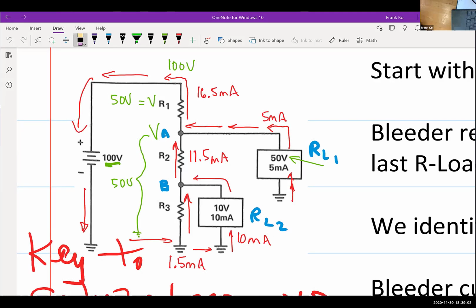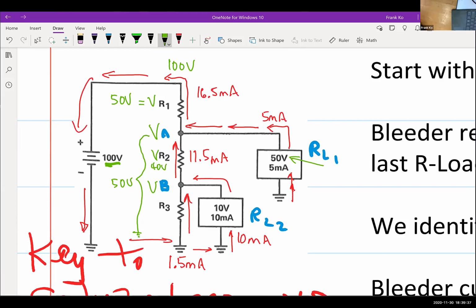And how about the voltage across R2? How do I determine my VR2? What is the voltage at the top of R2? I have 50 volts. What is the voltage at the bottom of R2? It is 10, yes? So I have 10 volts at the bottom and 50 volts at the top of R2. So 50 minus 10 gives 40 volts. Okay, so VR2 is going to be 40 volts.